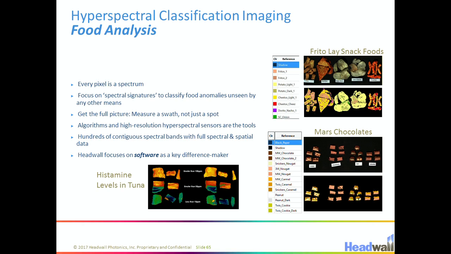Some research that was done before I was involved with the company is, by keying in on certain spectral features, we can say something about what the histamine levels in tuna are. And then about a year or so ago, my colleague Basil and I looked at some stuff we had in our cafeteria, some chips and some chocolate bars. And I said, well, what can I tell? Can I tell what's in there?